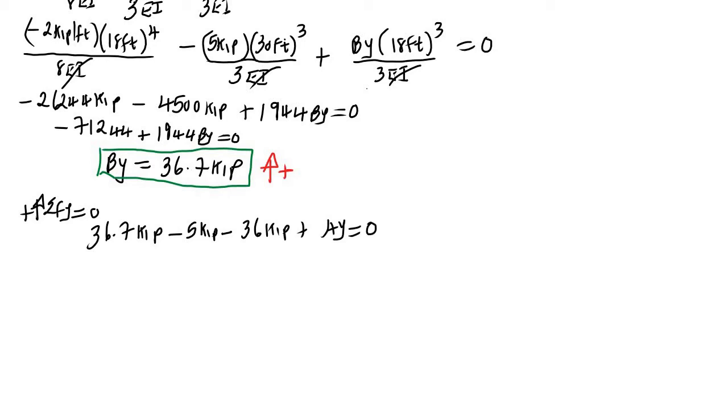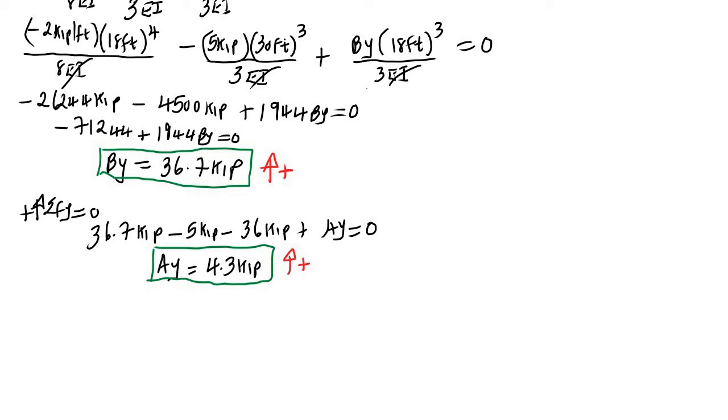All you need to do is use your calculator to get this value. With your calculator, you're going to get AY equals 4.3 kip. So this is the value of AY. As you can see, we have a positive value, meaning this is indeed acting upward. Now we know AY, and we know BY. We just need to calculate the moment at point A.